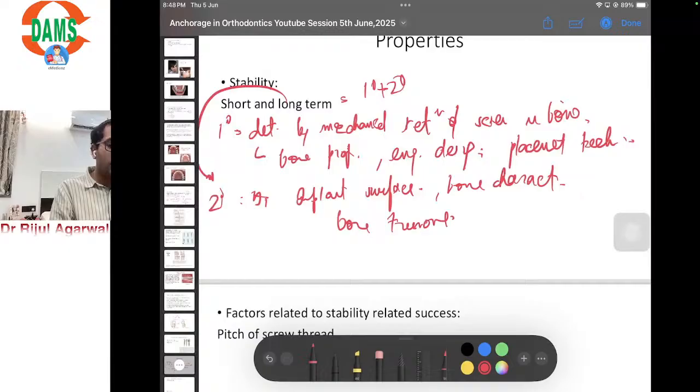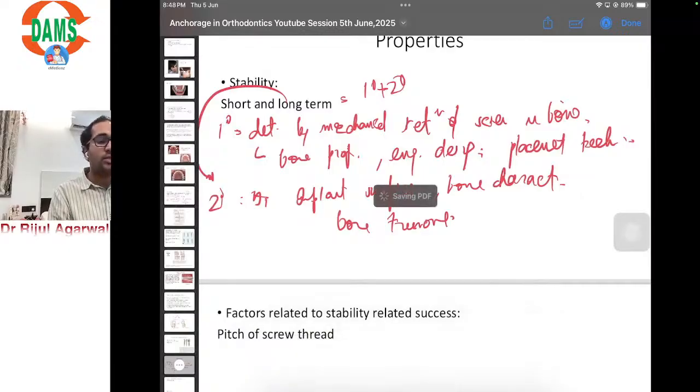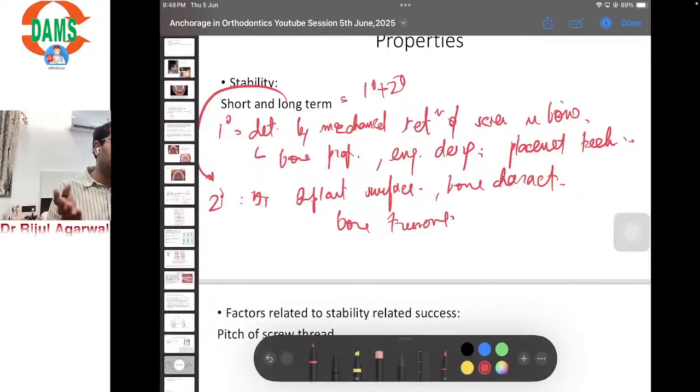But in a recent concept, just an add-on thing, this has changed, and there is a debate of immediate versus delayed loading, in which we say that there is no such difference. If the insertion technique is proper, primary stability would take the advantage. There are biomarker researches, but it's not the time to discuss them right here. The markers we covered in the biology of tooth movement.